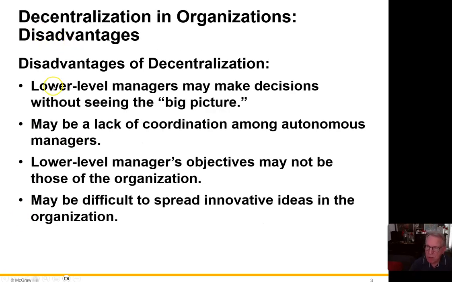Okay, but there are some disadvantages. Lower level managers may make decisions without seeing the big picture. There may be, number two, a lack of coordination among autonomous managers who may have different goals and objectives that may not be consistent with the upper management's big picture view. Number three, lower level managers' objectives may not be those of the organization. And number five, it may be difficult to spread innovative ideas in the organization.